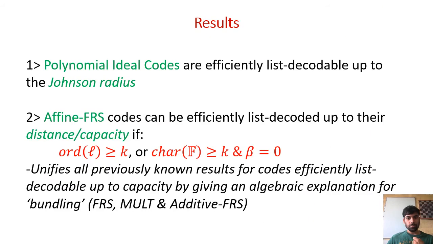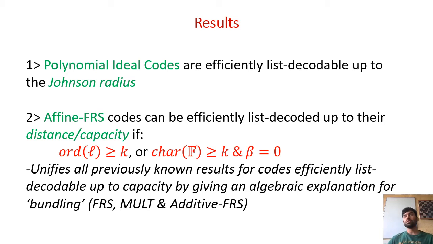So what are our results? Firstly, we show that every polynomial ideal code, whether or not it is given in this affine way, is list decodable up to the Johnson radius. This more or less follows the outline of Guruswami, Sahai, and Sudan, but there are some steps which were missing, and we flesh out those steps.